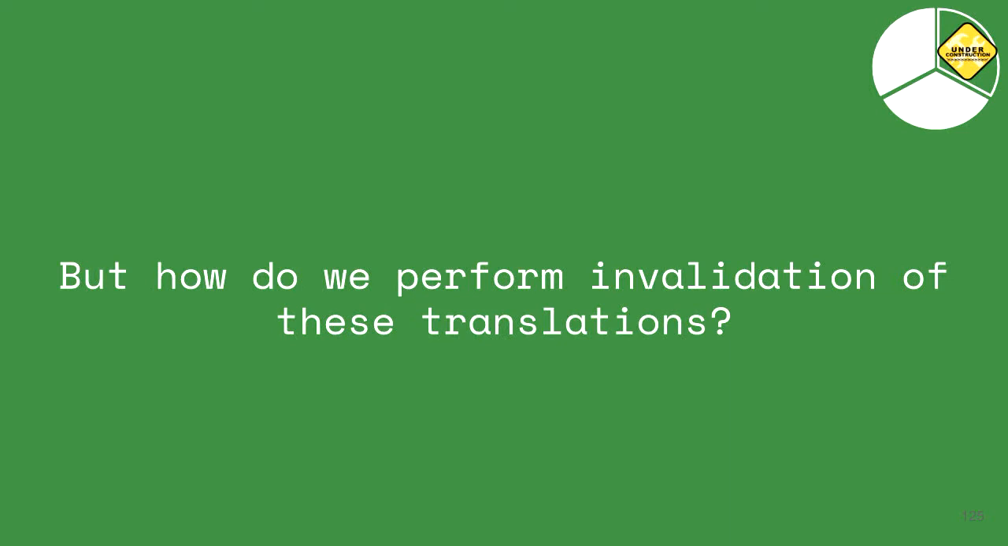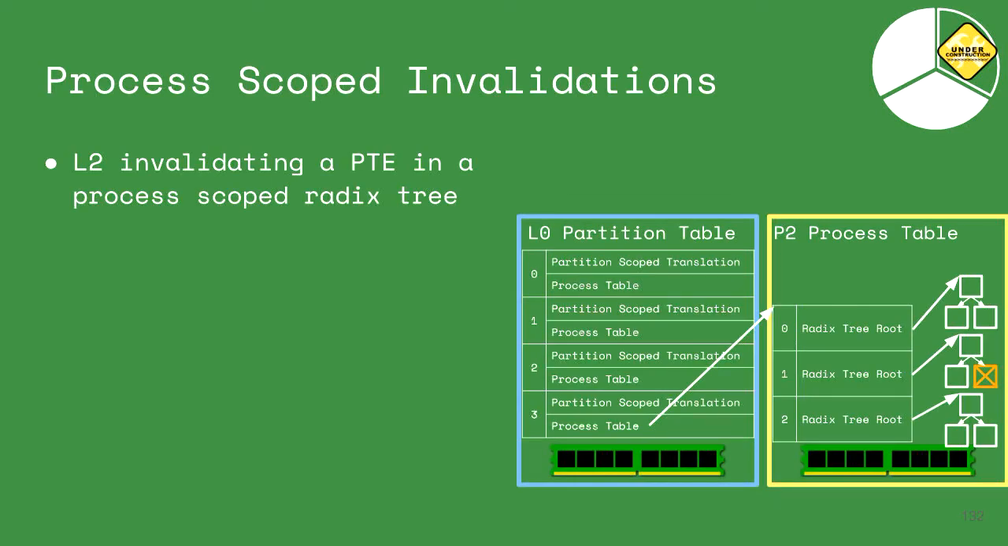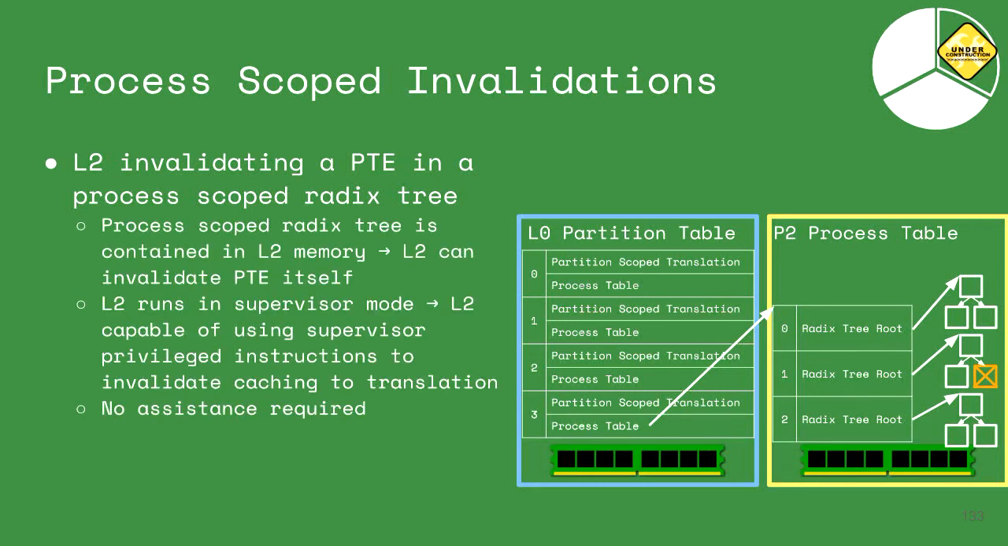So we've seen how we set up these translations, but how are we going to invalidate them? Unfortunately, sometimes you need to tear these trees down. It's always a two-level radix tree process, as I'm sure you're understanding by now. So let's look first of all at level 2 invalidating a PTE in one of its process scoped radix trees. Well, as I'm sure you also remember, these trees are in level 2 memory, and so level 2 can just go and invalidate the PTEs in memory itself.